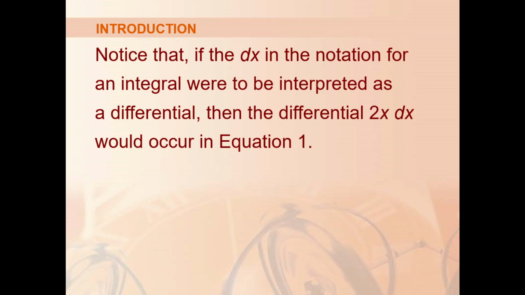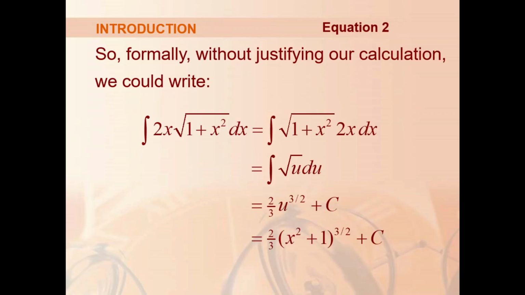If you notice, dx is not just a notation for an integral, it can be interpreted as a differential, so the differential 2x dx occurs in the first equation. So formally, without justifying the calculation, we could write it like this: the integral of 2x square root of 1 plus x squared dx is equal to the integral of square root of 1 plus x squared times 2x dx. This is an ugly function, to be honest, but with the u substitution we can make it better. For example, square root of u, which is only 1 plus x squared, du, which is the integral of square root of u.